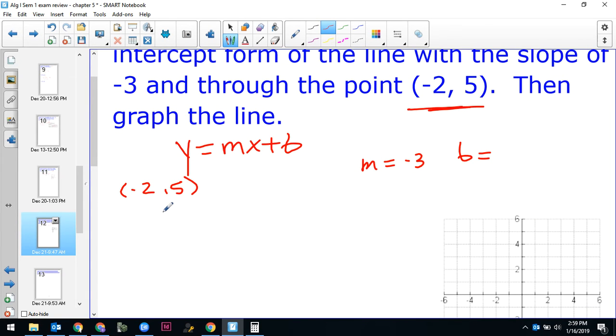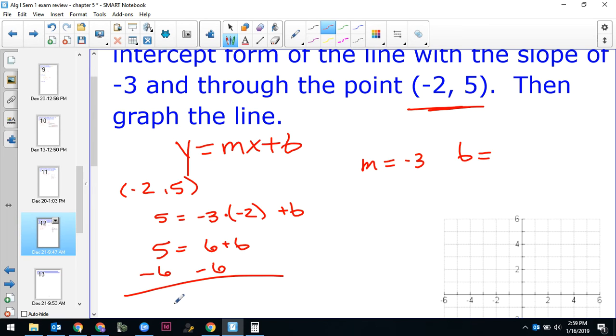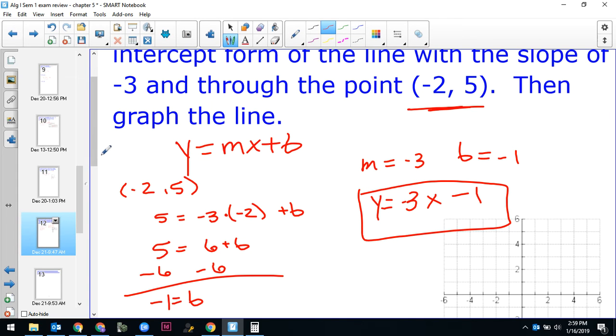So that means I can take y, which is 5, is equal to m, which is negative 3, times x, which is negative 2, plus b to solve for b. So 5 is equal to 6 plus b. Sorry, that's a 6. That's a b. Subtract 6. I get negative 1 is equal to b. So y is equal to negative 3x minus 1. That's my final answer.